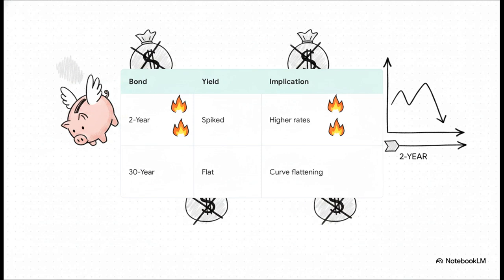In the finance world, we call this a flattening yield curve. Investors are practically screaming that they expect inflation to remain hot and rates to stay higher for a lot longer. This is terrible news for the Fed's master plan. Commercial banks actually need a steeper yield curve, where long-term rates are way higher than short-term ones, to make a profit from the stealth quantitative easing we just talked about.